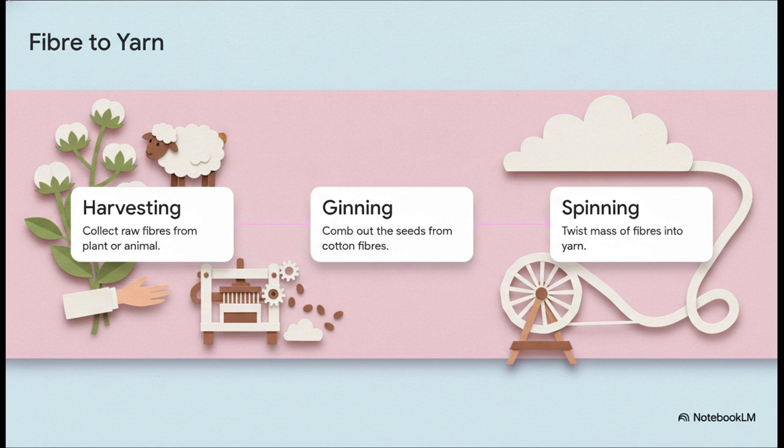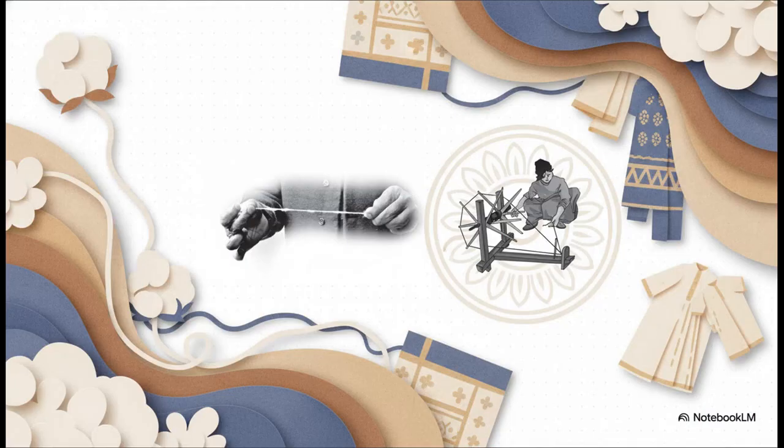Then comes the real magic, spinning. Spinning is the process where a mass of cotton wool is drawn out and continuously twisted. That twisting motion brings all those tiny, delicate fibers together, locking them tightly in place to form one continuous, much stronger strand that we call a yarn.